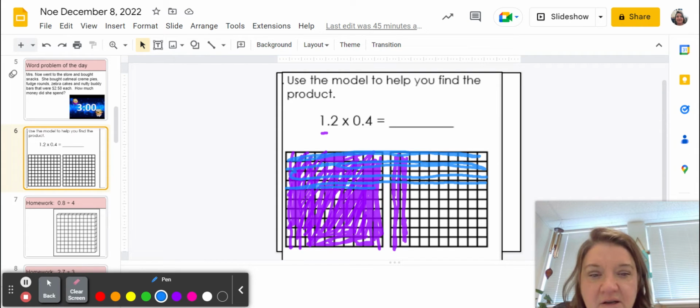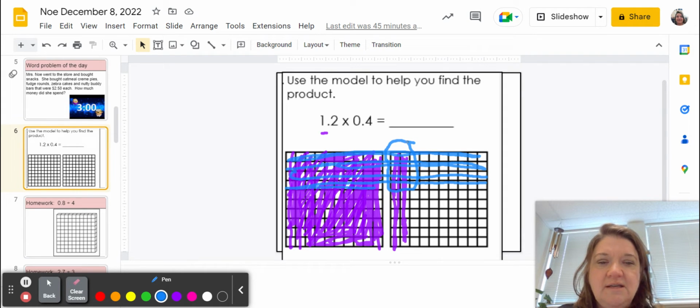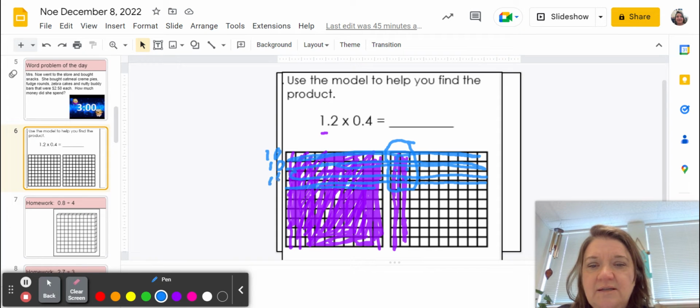So where do they cross? So they do 8 here. There's 1, 2, 3, 4, 5, 6, 7, 8. See, there's 1, 2, 3, 4, 5, 6, 7, 8. And then I've got 10 here on the first row, 10 on the second row, 10 on the third row, and 10 on the fourth row. So if I do 40 plus 8 is 48.